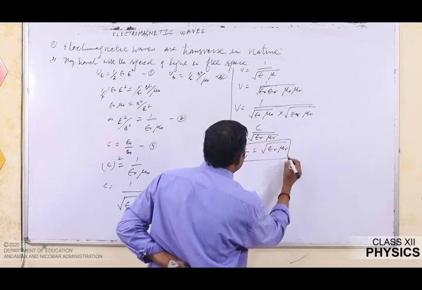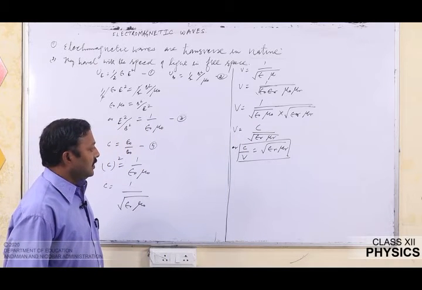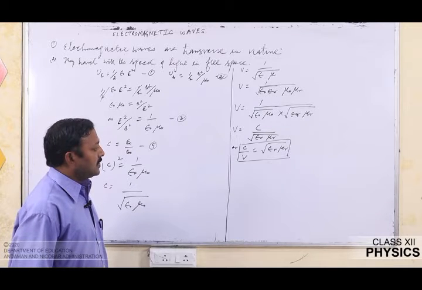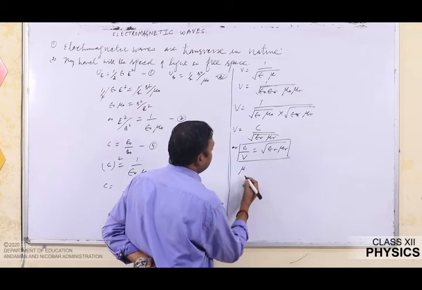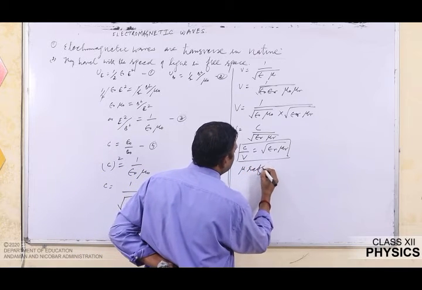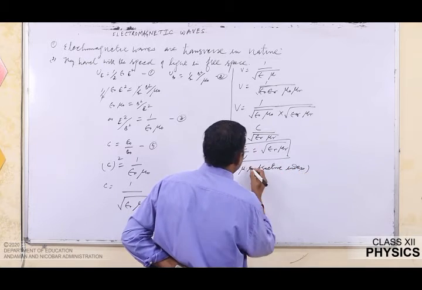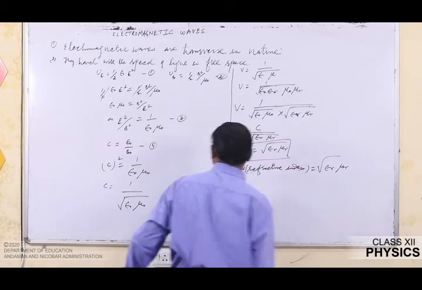So, C by V is called the refractive index of the medium, and this refractive index depends upon the permittivity as well as permeability of the medium. So, the refractive index mu is equal to under root epsilon r mu r.